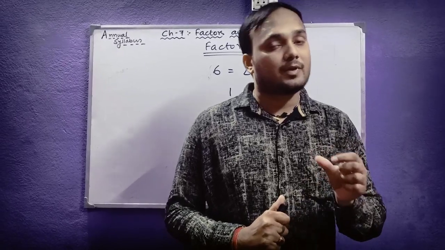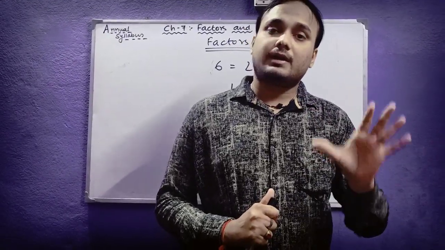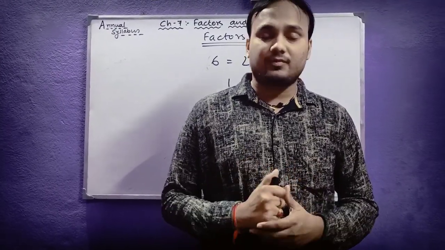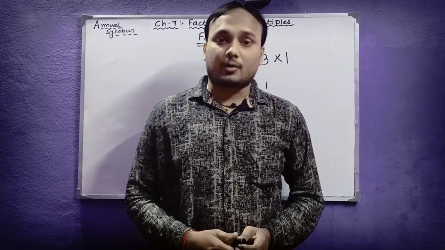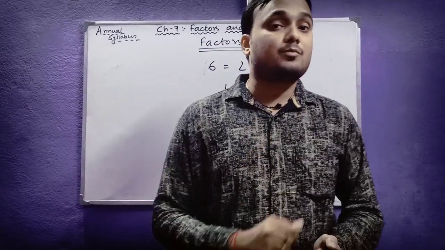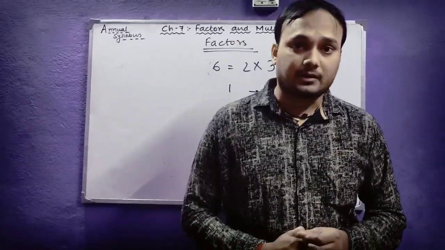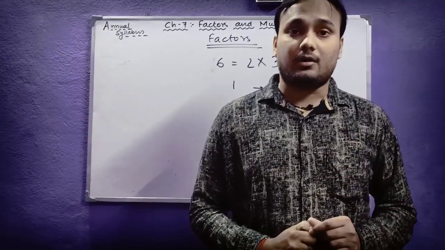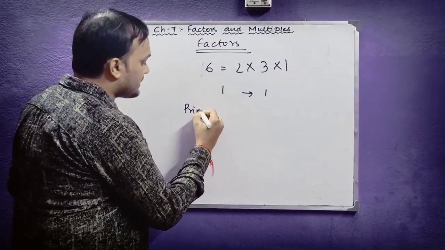So the number of factors of any particular number is always limited. These were some properties of factors which you should know nicely. Now, one more thing I would like to explain: students, with the help of factors we can describe two important kinds of numbers. Those two are prime numbers and composite numbers.